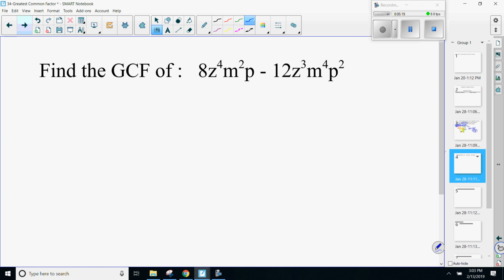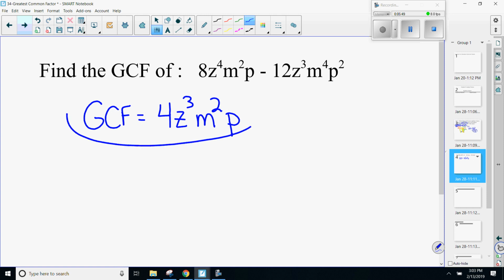4. Is that the greatest one you can have? Yes. So the greatest common factor is 4. Do you have a z in both? Yeah. In both terms, you have a z. What power would I have? To the third power. Do I have an m in both terms? Yes. So I have m to the second, and I have a p in both terms. It's going to be p to the first. That's your greatest common factor. That's what they're looking for in this particular lesson.